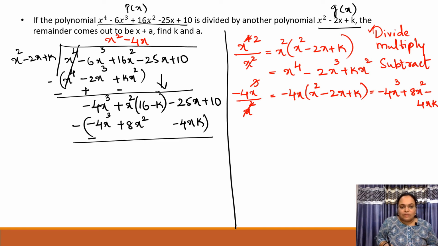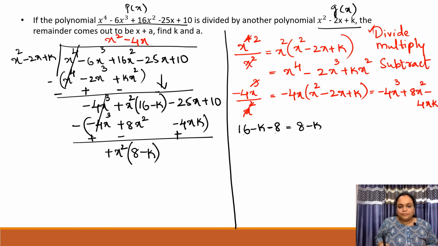So minus sign will become plus, plus sign will become minus. So this term will get cancelled, right? If I take x square common here, plus x square, if you see this is 16 minus k minus 8. So 16 minus 8 is 8 minus k. Correct? So this is 8 minus k. If I take plus x common, you will have 4k minus 25, plus 10.